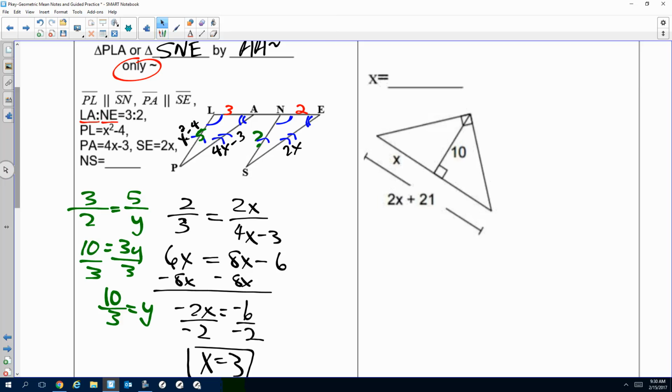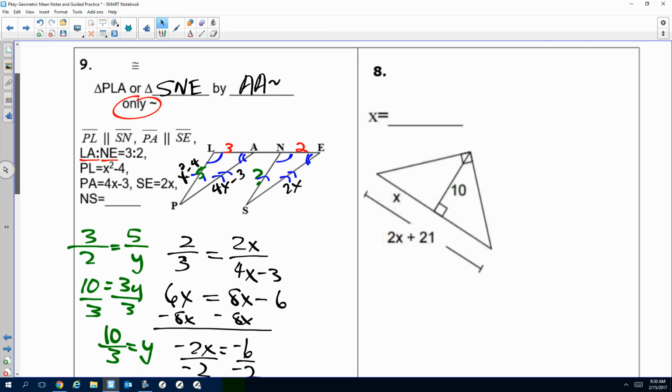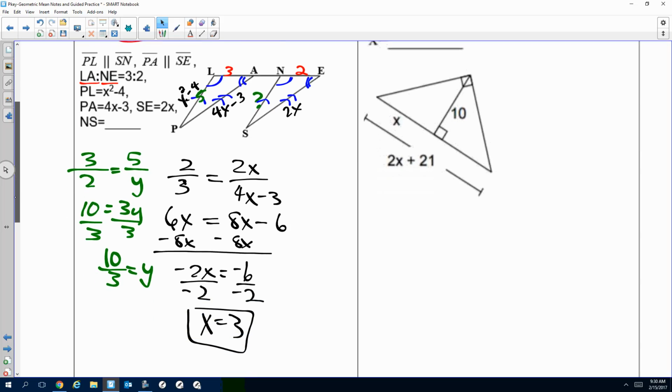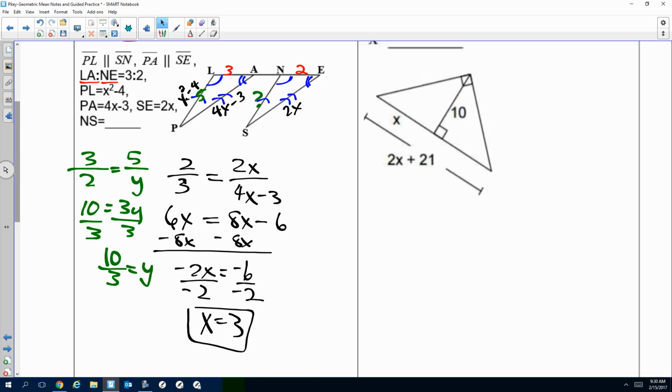Number 2. They want you to find x. I mean, number 8, excuse me. They want you to find x here. So what are we doing? What do you think? Yeah, I would say heartbeat. What information helps me come to that conclusion?